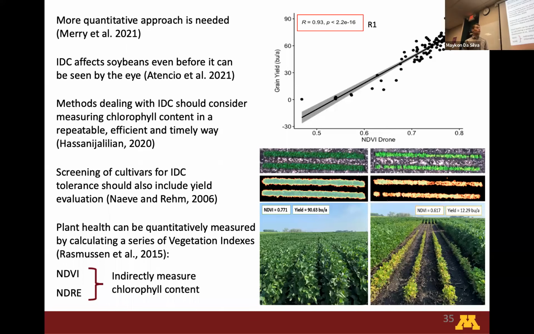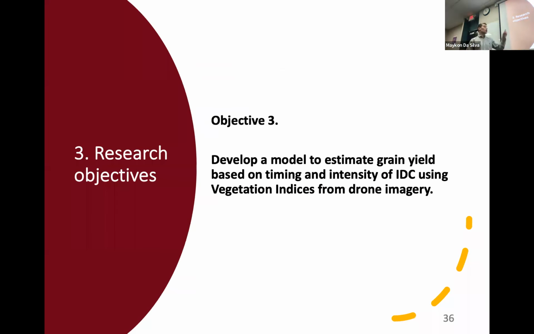But then the first thing we had to do was to verify if the variables we are trying to use to predict grain yield actually correlate very well with the variable we are trying to predict. So what we did, we extracted vegetation index values from our drone imagery, or from our orthomosaics, and we ran some correlation analysis. And we found that NDVI from the drone, for example, correlates very well with grain yield. So that was a very good start for our third research objective, which is to develop a model to estimate grain yield based on timing and intensity of IDC using vegetation indices from drone imagery.